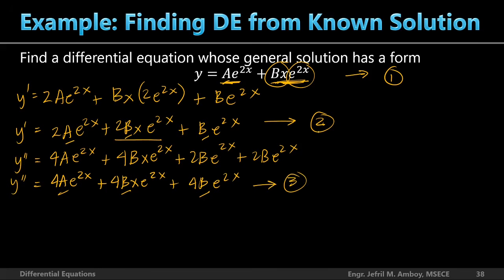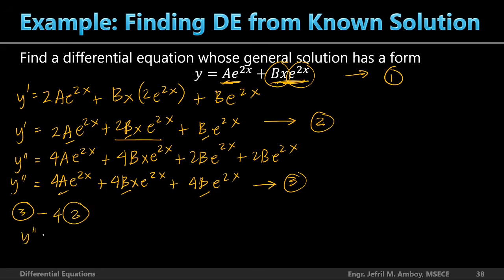So notice that in equations 2 and 3, meron tayong term na b e to the 2x. b e to the 2x na wala dito. So we can actually eliminate this term first, itong may e to the 2x na ito, b e to the 2x, and we can do that by subtracting this from equation 3. So what we will do is equation 3 and then minus 4 times equation 2.